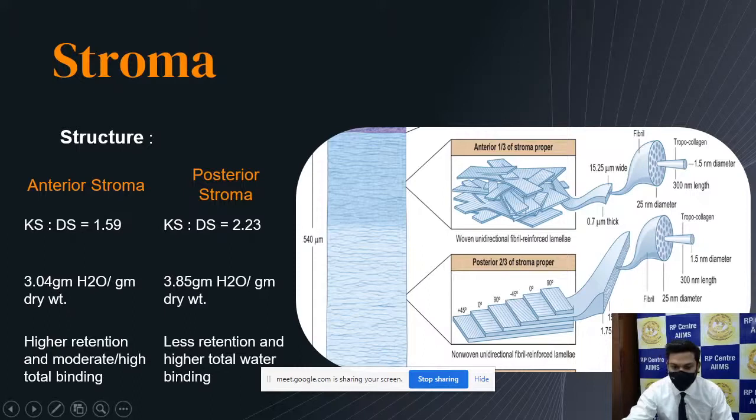The fibers are arranged in the form of lamellae in the posterior two-thirds of the stroma. The percentage of keratan sulfate is higher in the posterior stroma. Stroma is about 1.5 compared to 2.23. Dermatan sulfate is much more in the anterior stroma, and this has a higher retention of water.